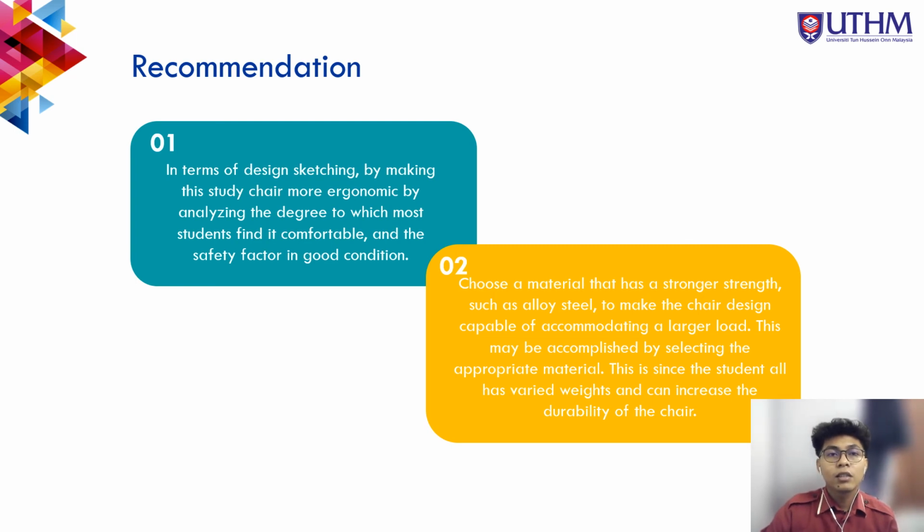For recommendation, in terms of design sketching, make the study chair more ergonomic by analyzing the degree to which most students find it comfortable, and keep the safety factor in good condition. Second, choose a material that has strong strength such as alloy steel to make a chair design capable of accommodating a larger load. This may be accomplished through selecting appropriate material. This is since students all have varied weight, and it can increase the durability of the chair.